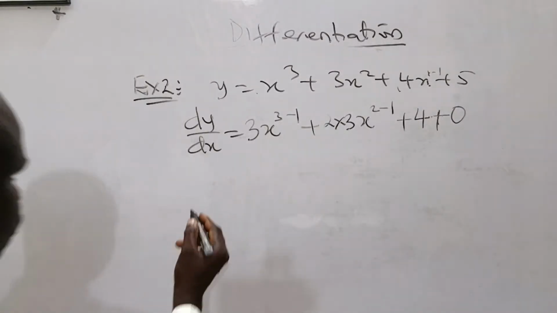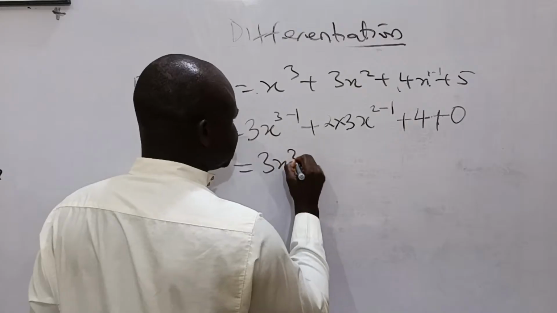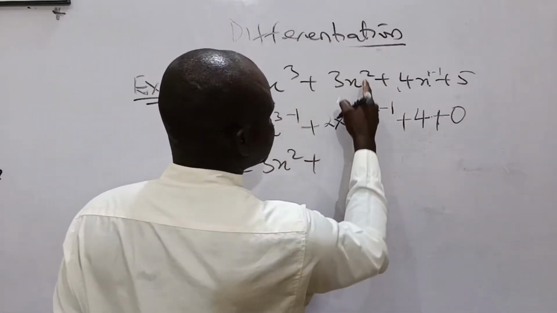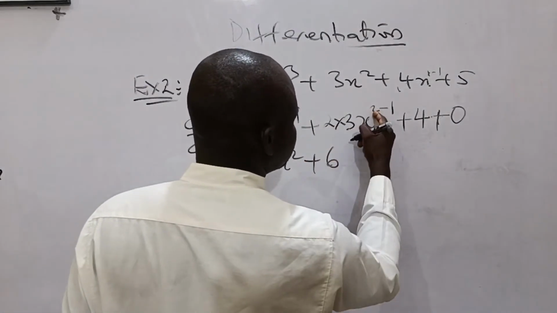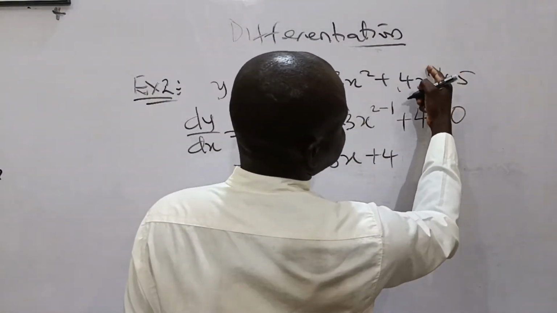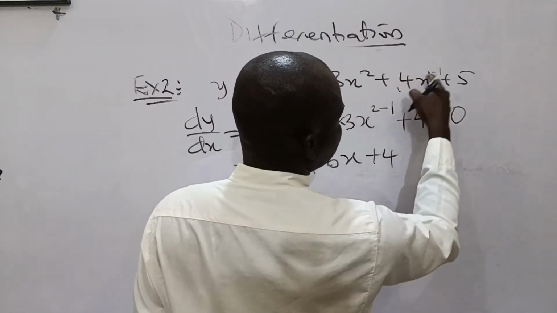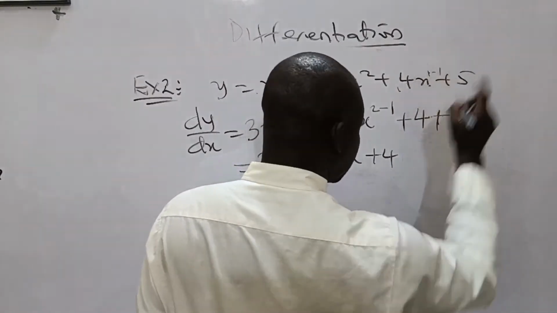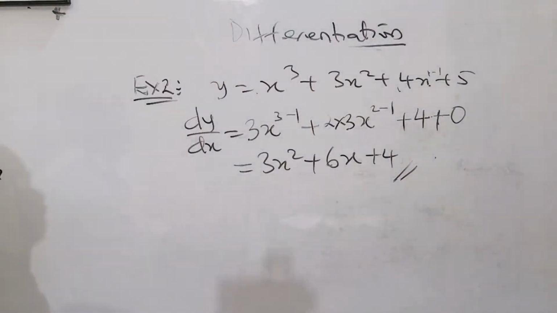Note, the differentiation of a constant is 0. So from here, we are going to have 3x squared, because 3 minus 1 is 2, plus 3 times 2 is 6. We have 6, and 2 minus 1 is 1, so that will be 6x. Then here will be 4. When we have 4x, x is x to the power 1. The 1 will come down. 1 times 4 is 4. 1 minus 1 is 0. Anything raised to power 0 is 1. So this is the answer. And when you have a constant, the differentiation of a constant is 0. Please, let's take note. So that is how to differentiate.